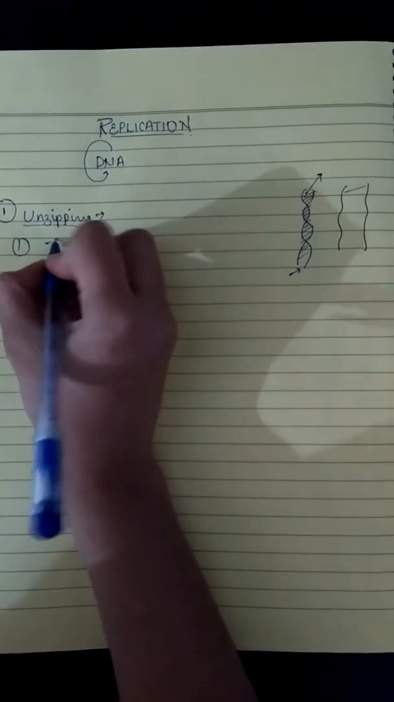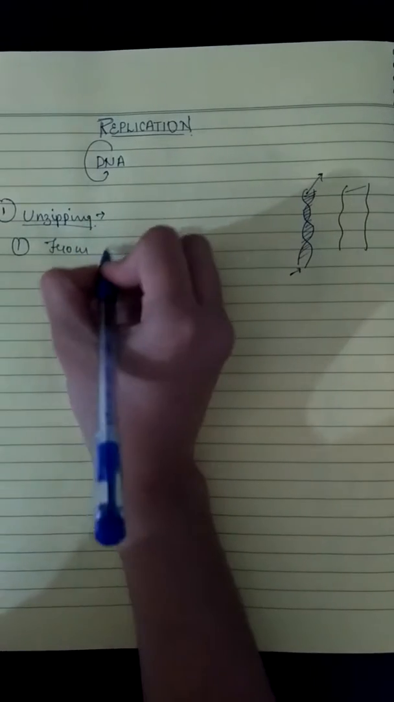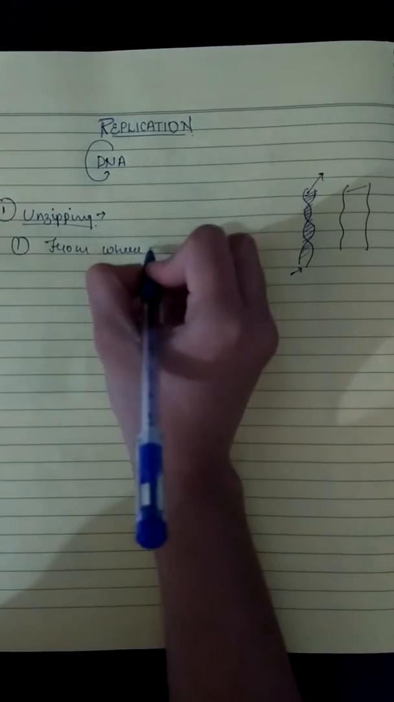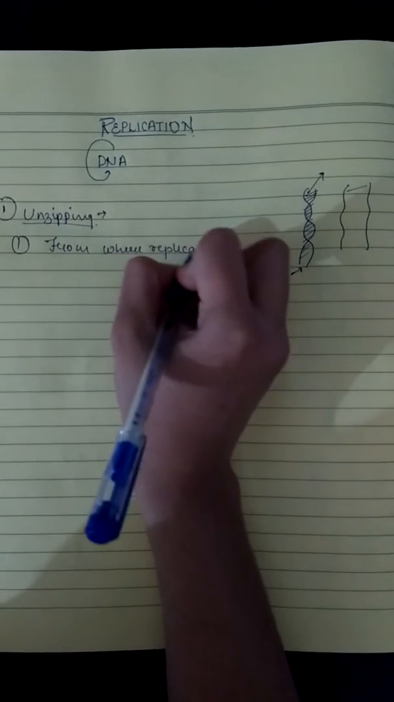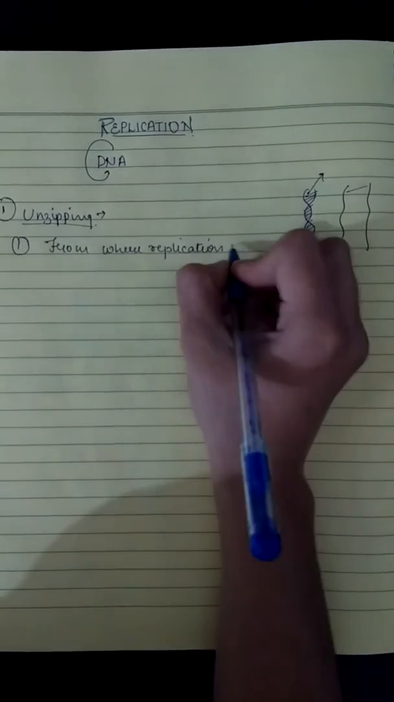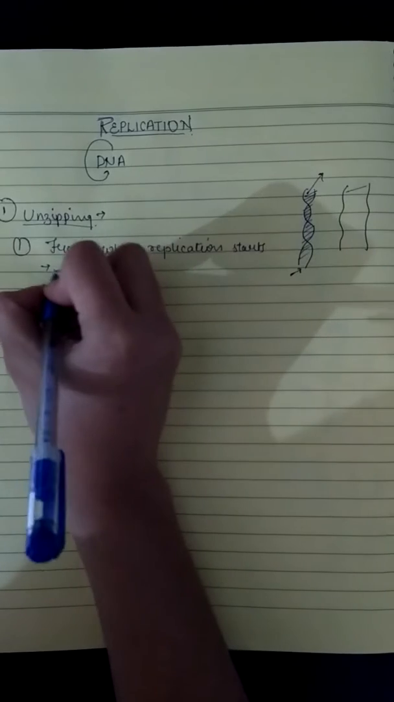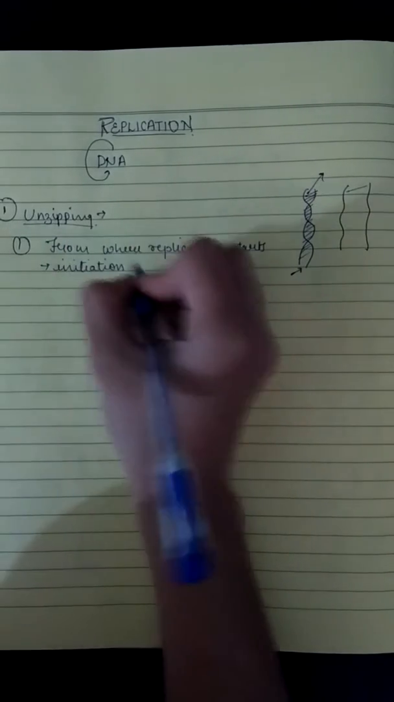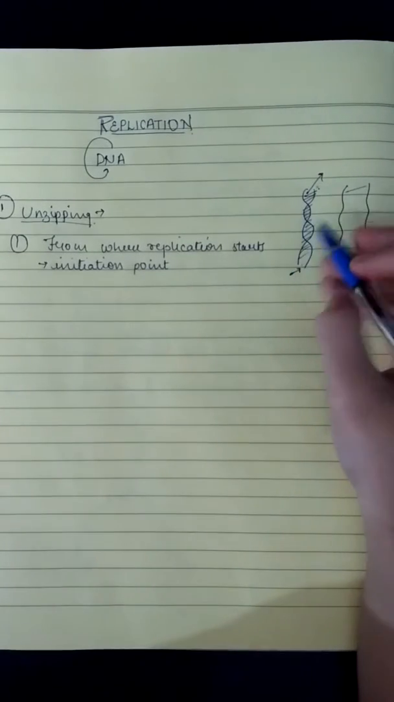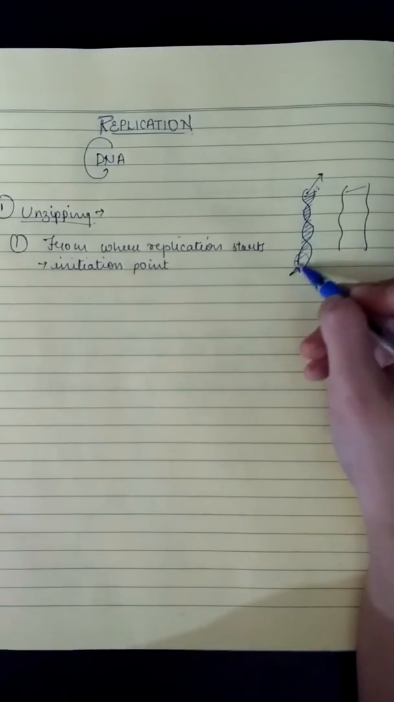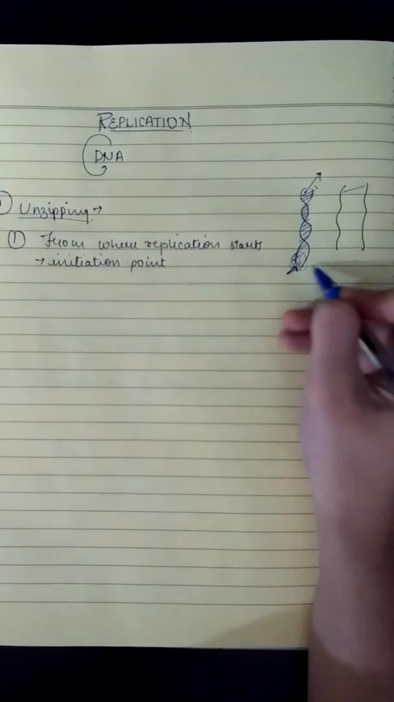So the first thing is the point from where replication starts. The point from where replication starts is known as the initiation point. Suppose replication in this strand is starting from here, from this point. So this point will be known as the initiation point.